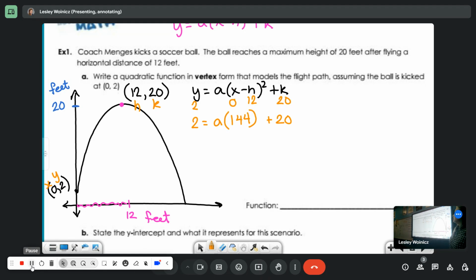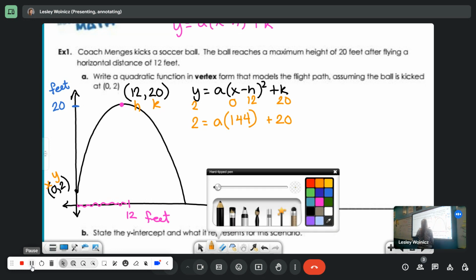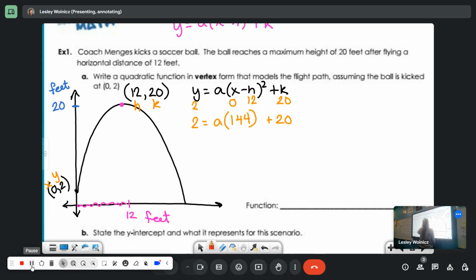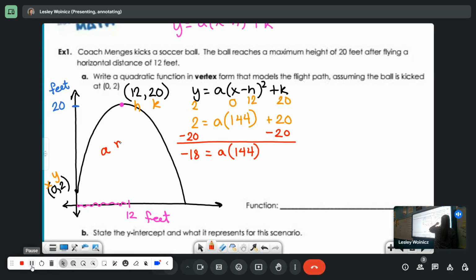Okay. So, the next thing I'm going to undo is subtracting 20 from both sides. I've got to get rid of the plus 20. So I'm going to subtract 20, subtract 20, negative 18. Why is that negative going to be very important? Because it's down like a frown. So I know that my a value must be negative.